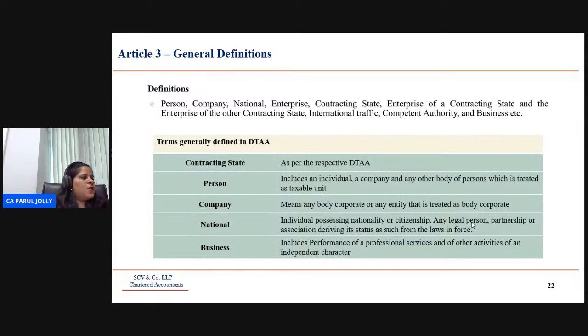Article 3. It's the general definitions. So definition of person, individual, company, national, business, contracting state, other contracting states. So Article 3 defines various definitions, terms which are used in the DTA.